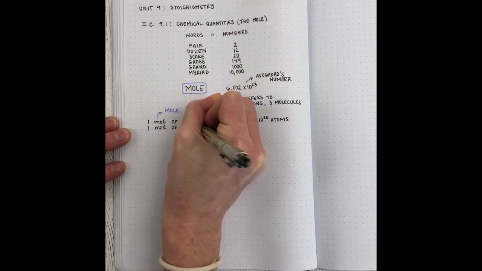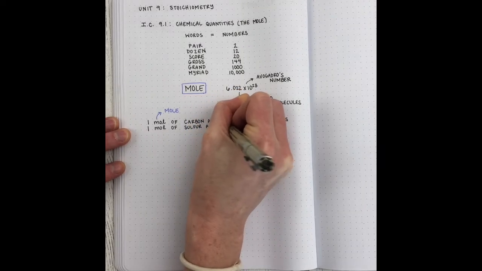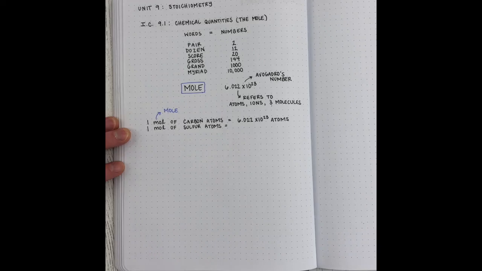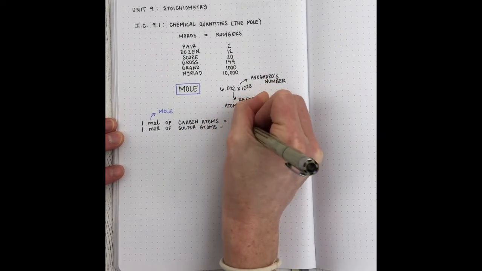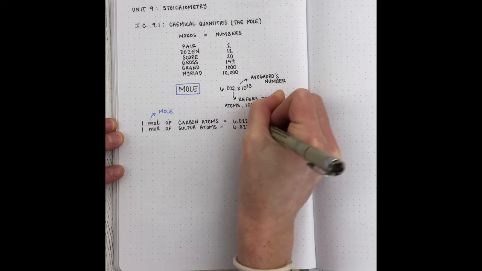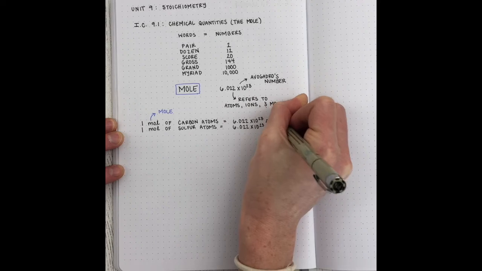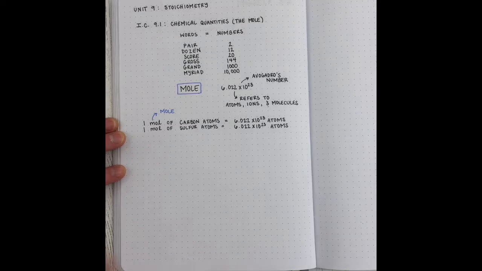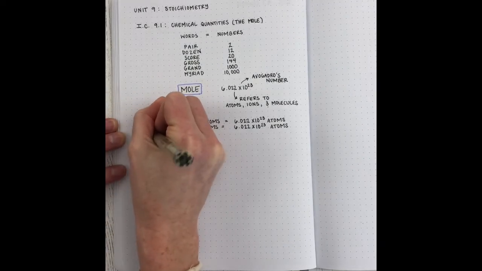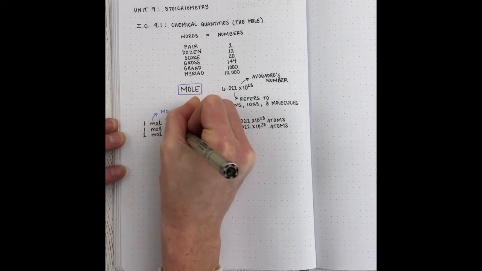If you have 1 mole of sulfur, again, it's another element, 1 mole of sulfur atoms, that means you have 6.022 times 10 to the 23rd atoms of sulfur. And again, this would be a sample that you'd actually be able to see. A single sulfur atom you wouldn't be able to see, but a mole of sulfur atoms you could see and measure. This is why this is a useful number.